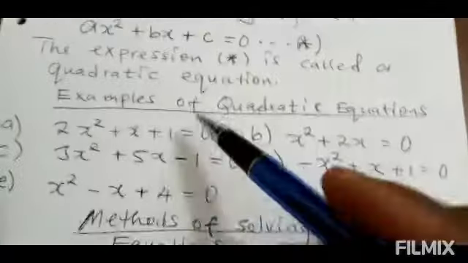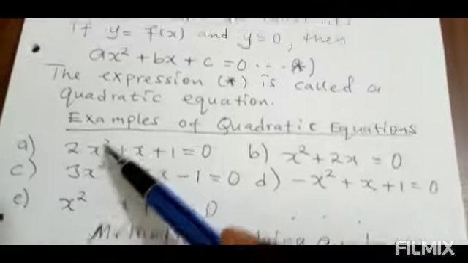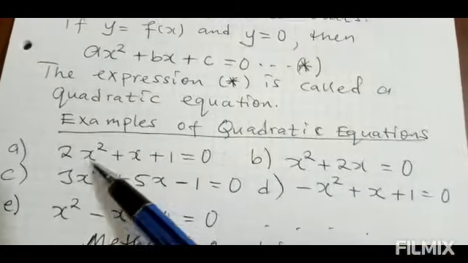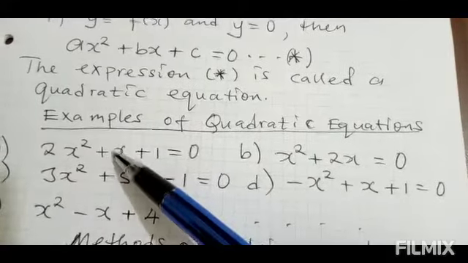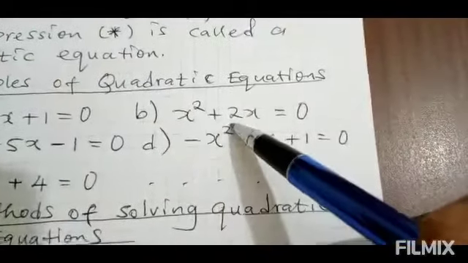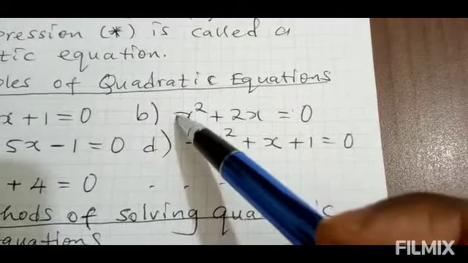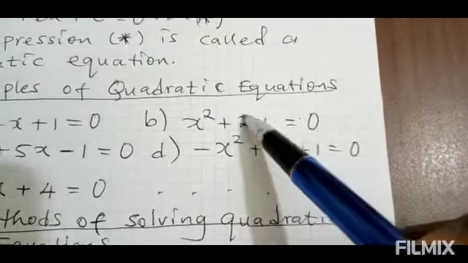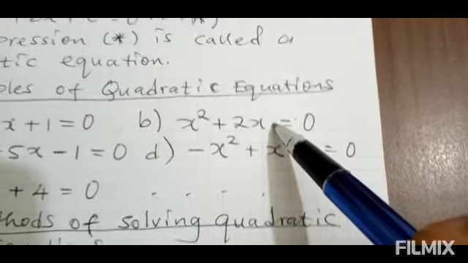So here we have some examples of quadratic equations. 2x squared plus x plus 1 is equal to 0. Okay, this is a quadratic equation. A is 2, b is 1, and c is 1. Then x squared plus 2x is equal to 0. This is a quadratic equation. A is 1, meaning the coefficient of x squared. B is 2, okay, and c is 0. We don't have c here.